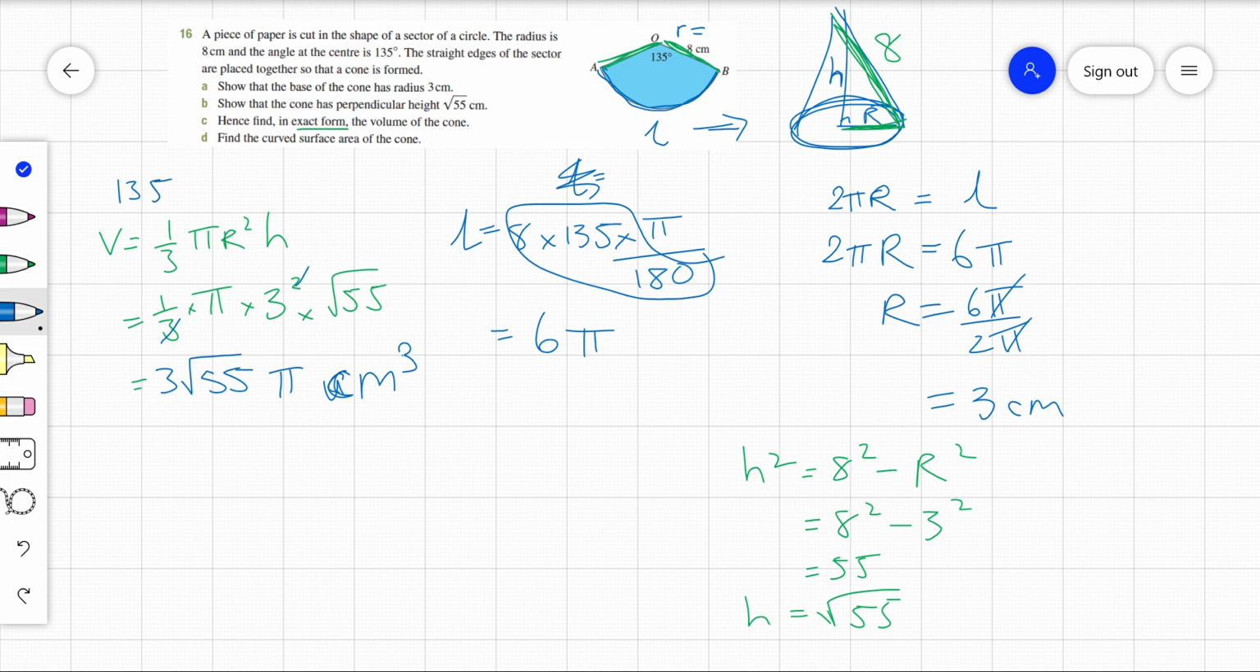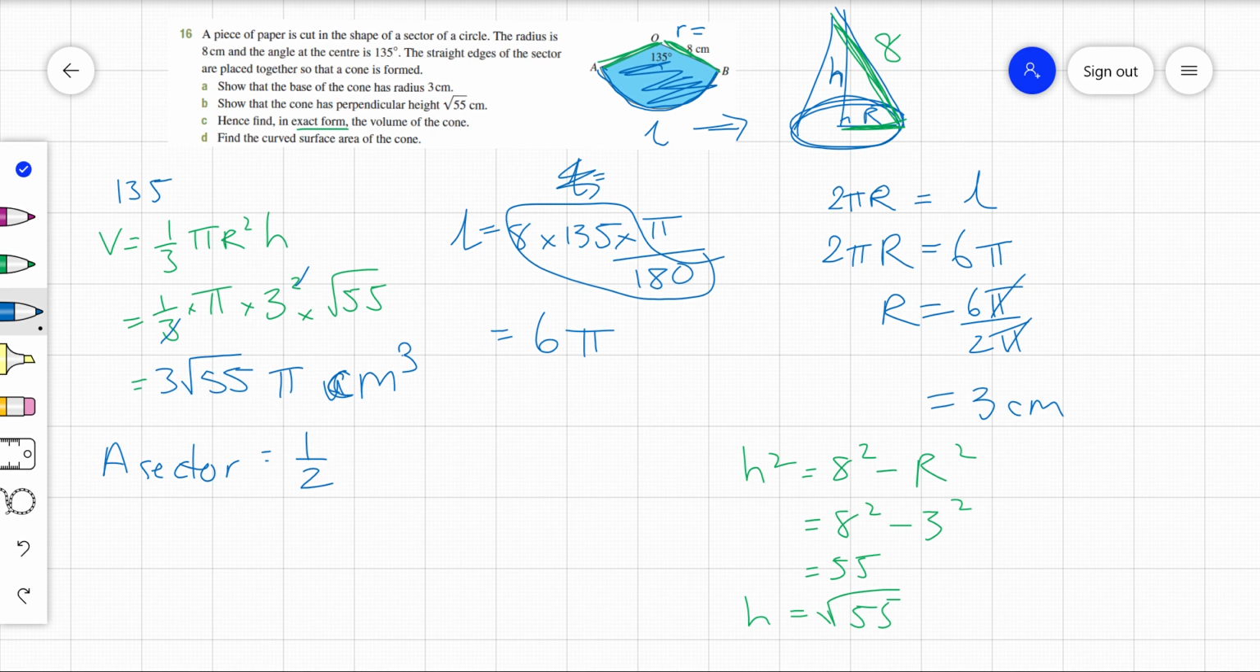And then part D, find the curved surface area of the cone. So the curved surface area, remember, just comes from this bit. So the base, it gets formed, there is no base, it's kind of a hole. So that whole curved surface area is really just the area of the sector. How do we find the area of the sector?